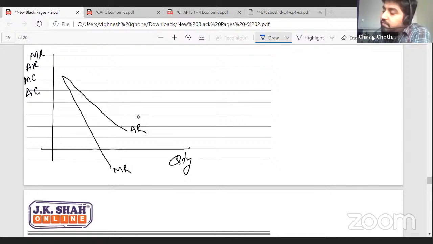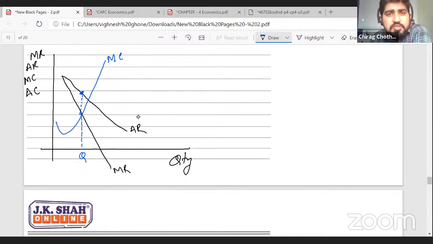Next, we have to find out MC. This is our MC, marginal cost curve. When MC cuts MR, that will be our equilibrium level of output. So this becomes our equilibrium quantity. Now at this quantity, how much is our revenue? Our revenue will be determined by AR, so we have to stretch this point up to this point. This point represents our average revenue.